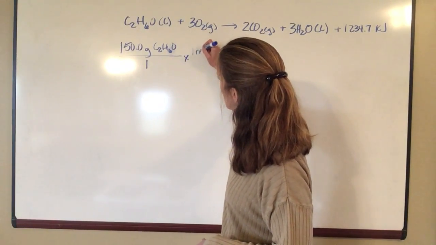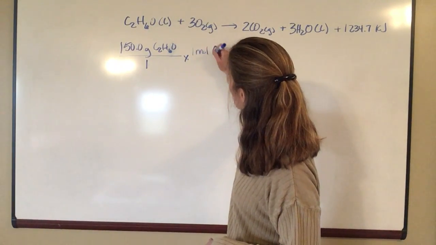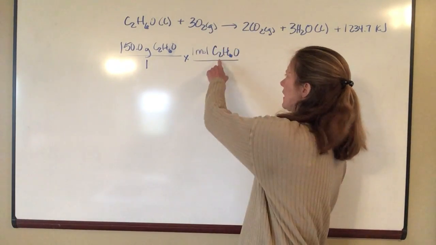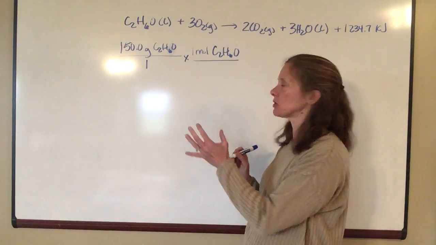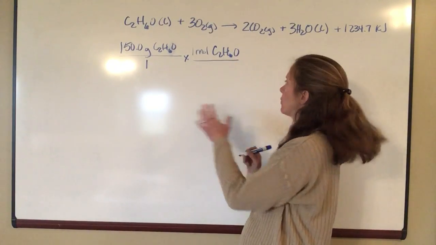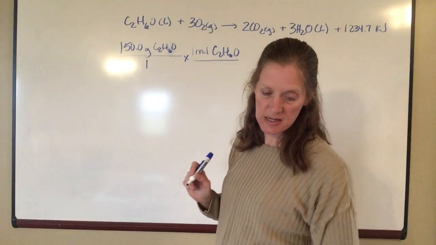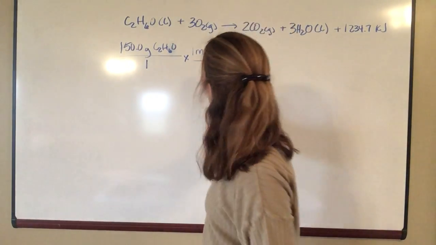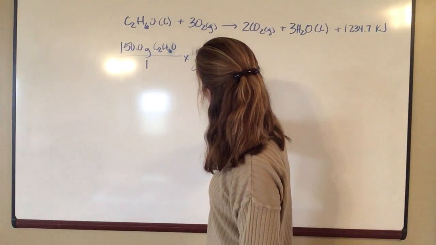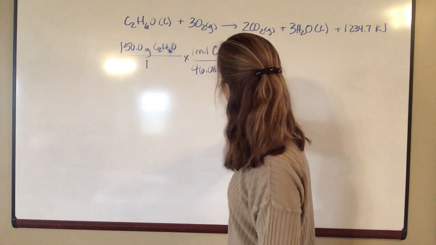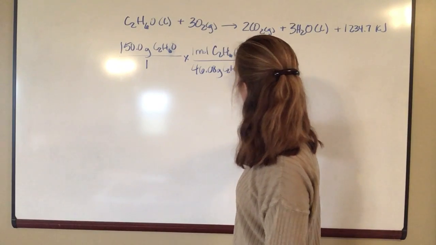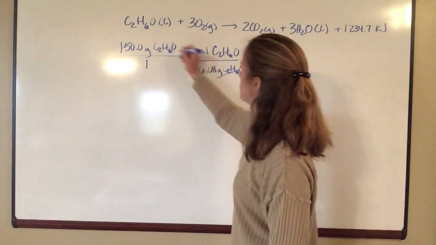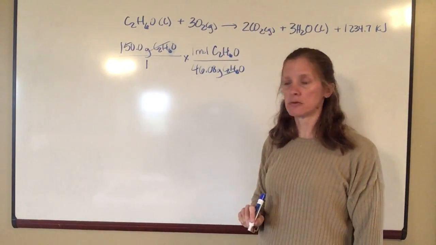So 1 mole of C2H6O, 1 mole of ethanol. I have 2 carbons at approximately 12 apiece. I have 6 hydrogens at 1 apiece. I have an oxygen at 16. And so that gives me a total of 46.08 grams of ethanol for every mole. Okay, so my grams will cancel out, and that will be left with moles.